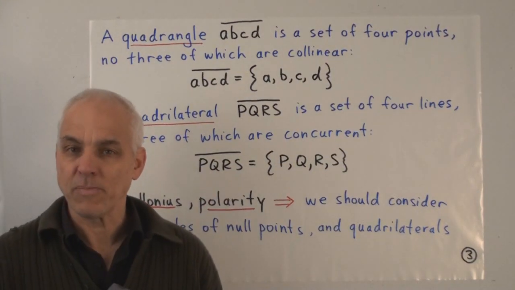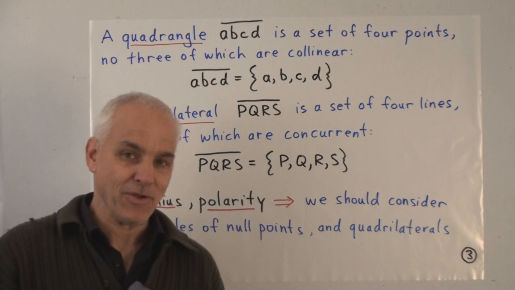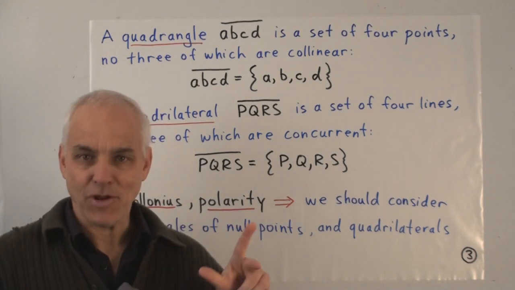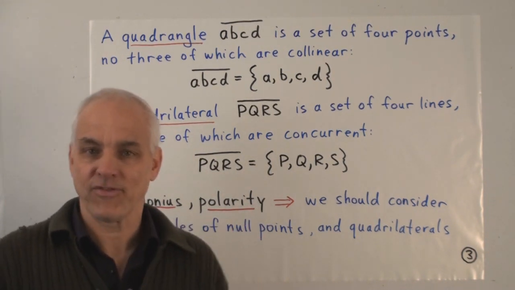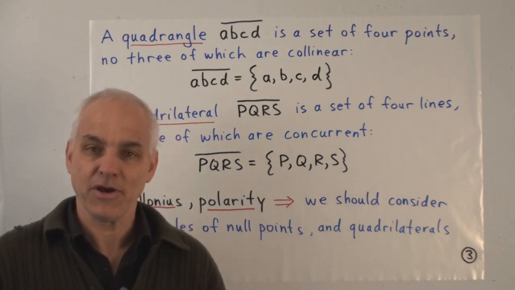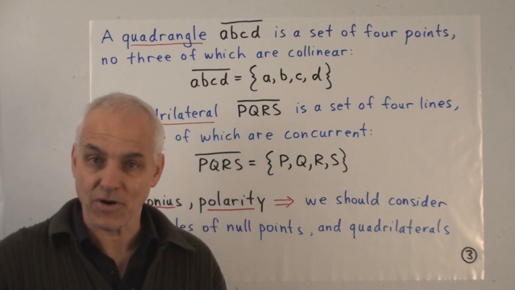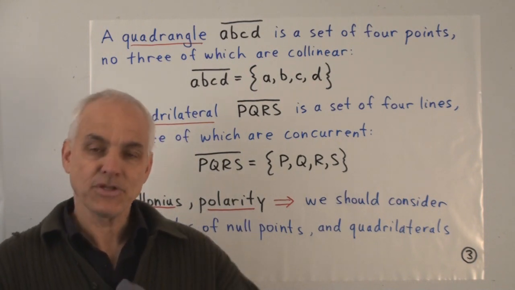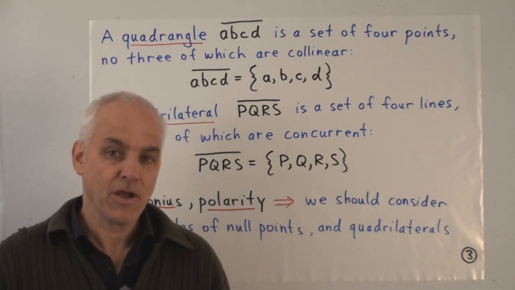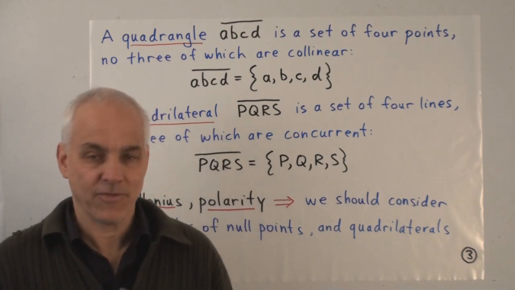So recall that we were quite pedantic about the difference between a triangle and a trilateral. A triangle was a set of 3 points, which are not collinear, while a trilateral was a set of 3 lines, which were not concurrent. There's a corresponding distinction between quadrilaterals and quadrangles.